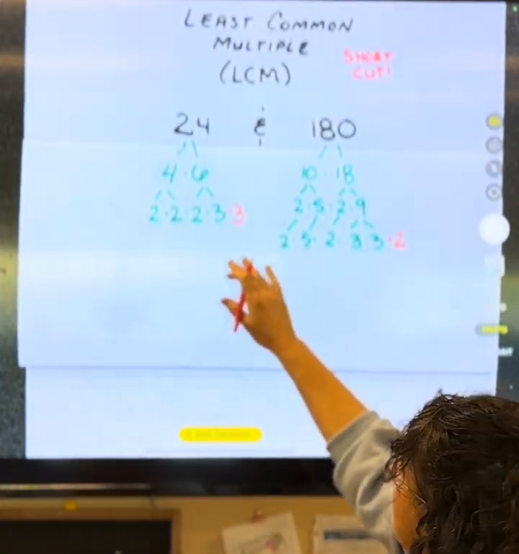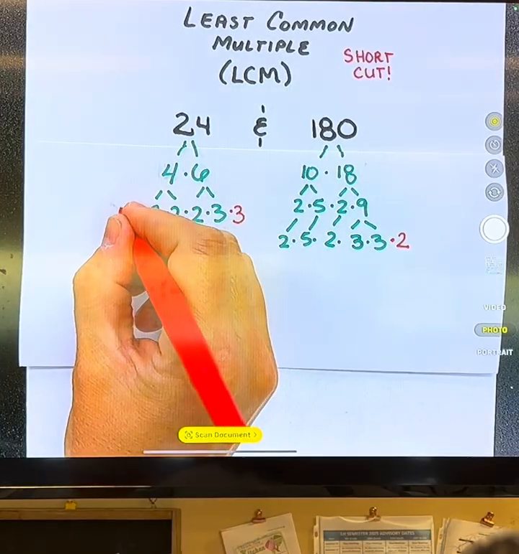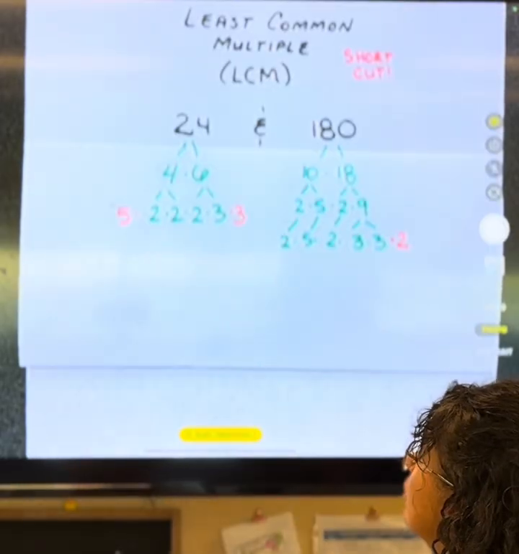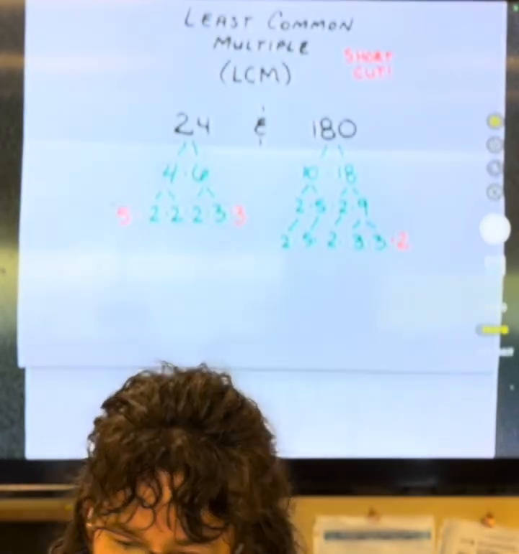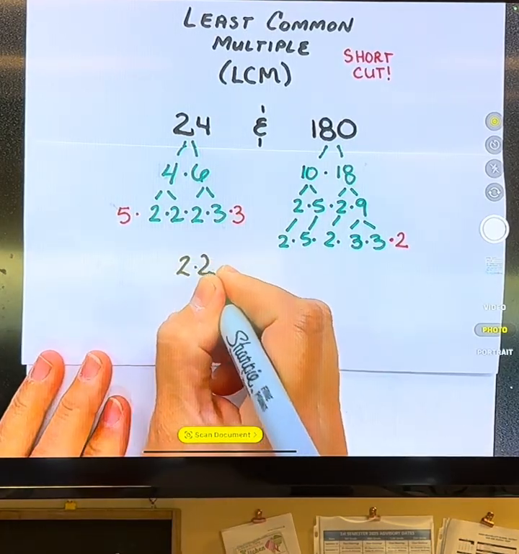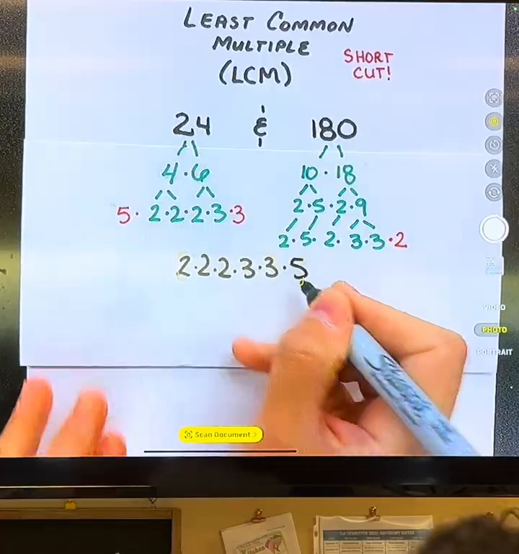This one has a 5, and this one does not have a 5, so it needs a 5. Now, both of them are identical. So let's write down what that is. We have 2, 2, 2, 3, 3, and 5.